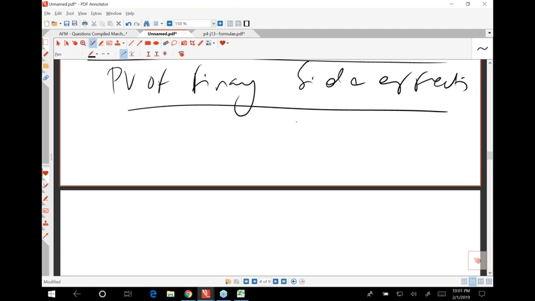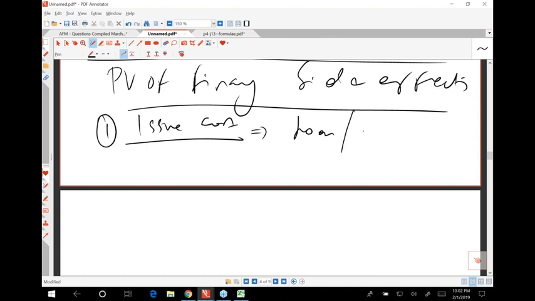So the concept of the present value of financing side effect is that whatever way that you're going to finance the project, you need to incorporate the relevant cost. You need to actually incorporate the cost of financing. Now, there are various aspects. The number one of them is called the issue cost. So when we obtain loan, when we issue shares, there are generally some issue costs that you need to bear.